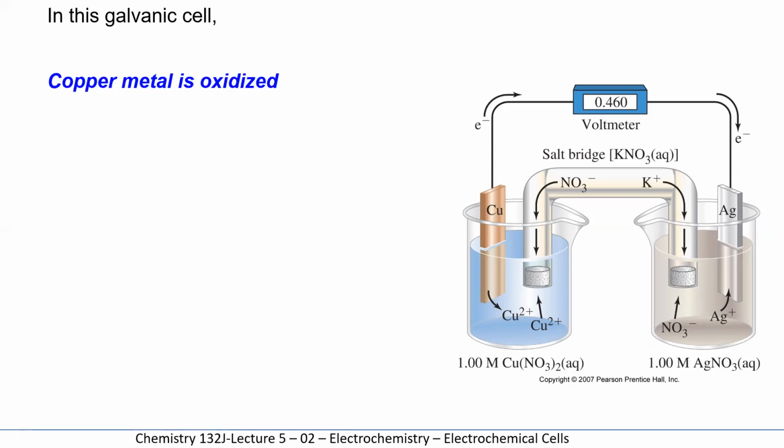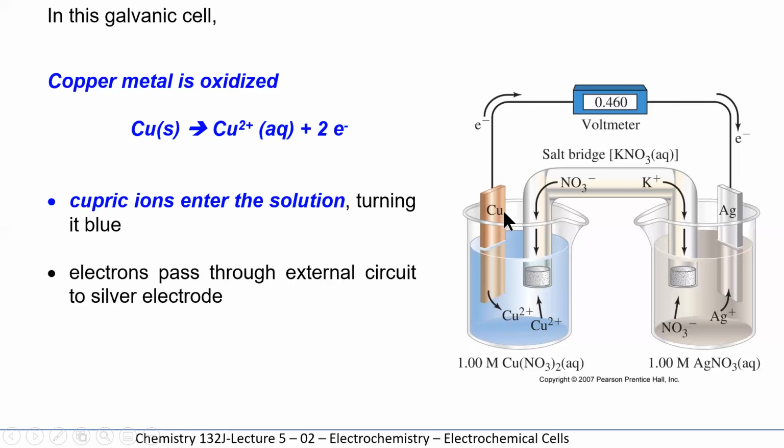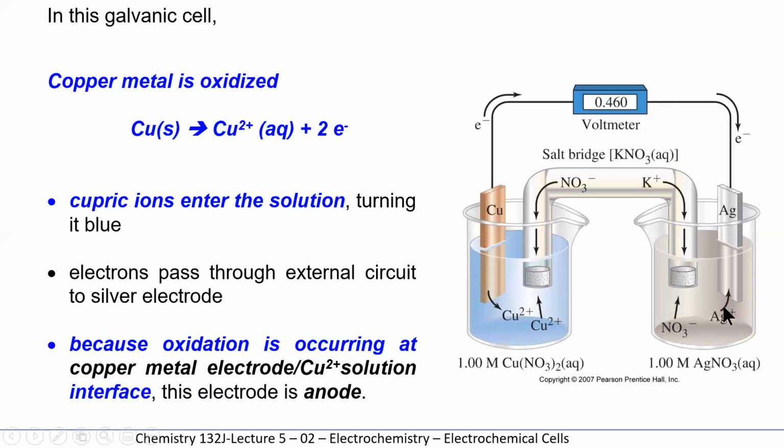So now, in this case, copper is being oxidized. The electrons are flowing through an external circuit. Let's take a look at all the reactions. Copper metal is changing into copper ions, releasing 2 electrons. The cupric ions are being generated here, and it's causing the solution to turn blue. As the electrons flow through the circuit, they arrive at the silver electrode, and at the surface of the silver electrode, those electrons are being used up by the silver ions.